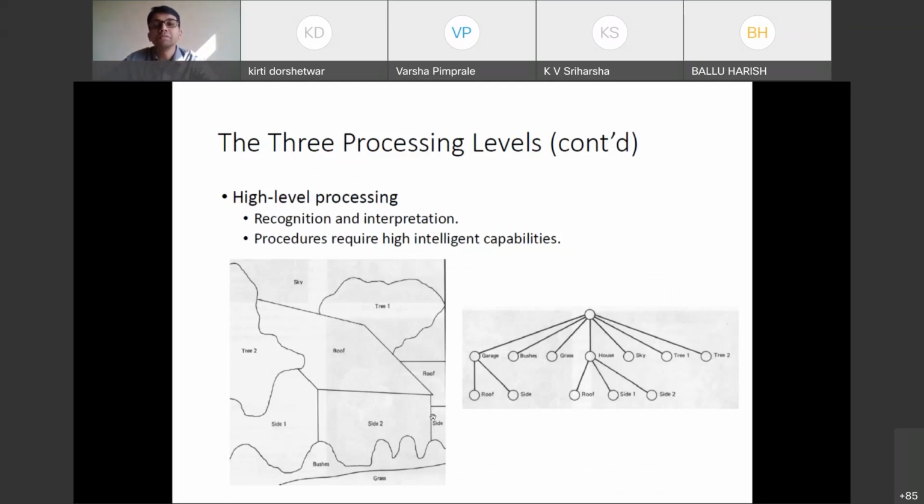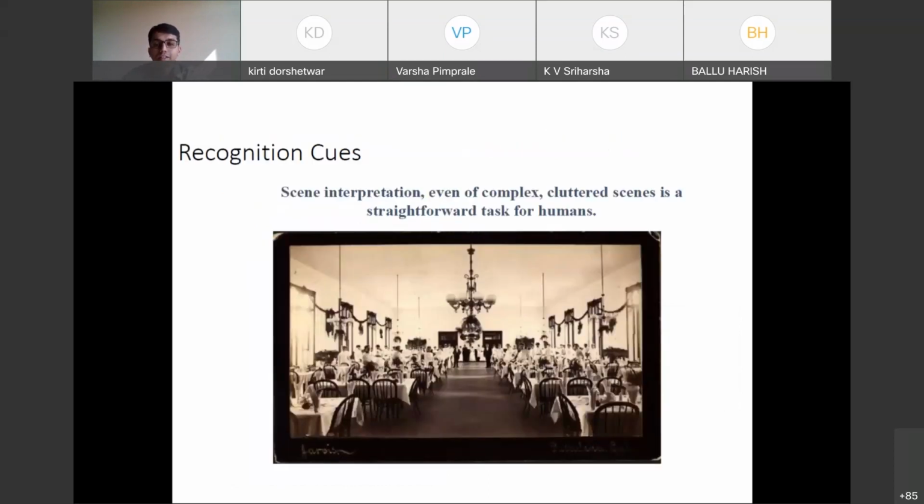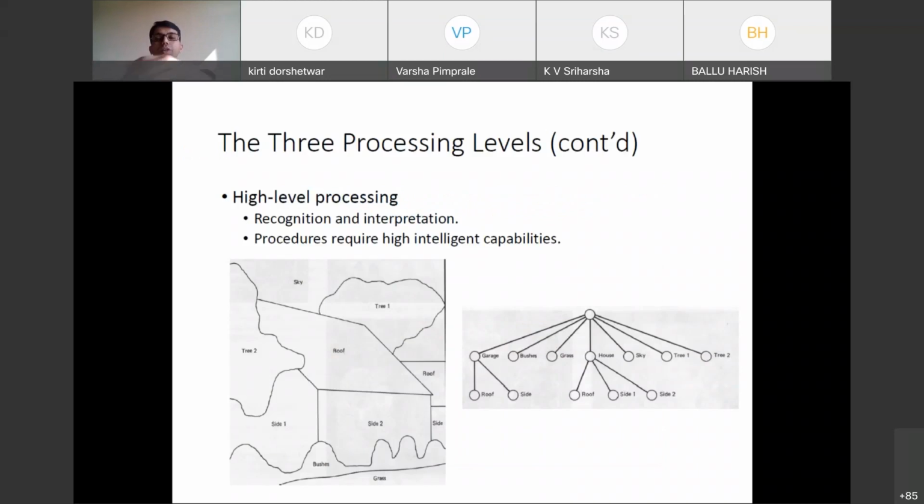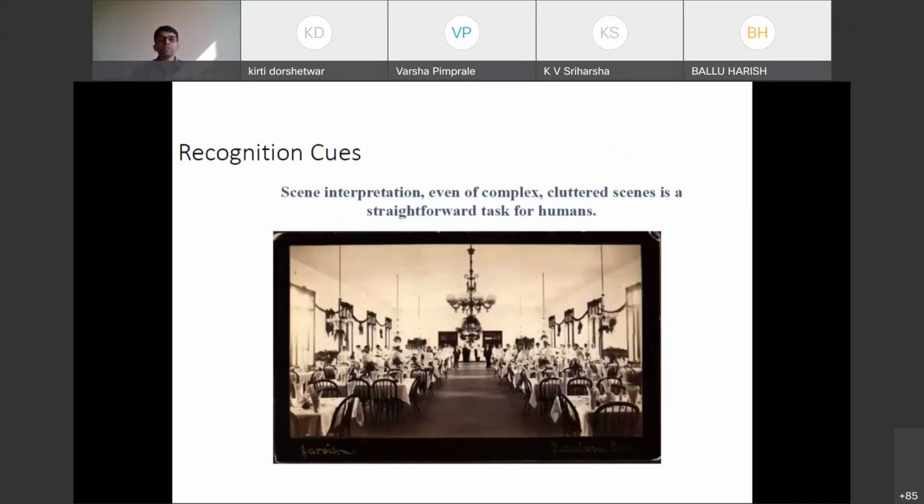See, the periphery is there, and based on that we can say a common tree can be built. Garage, roof, sides means you can call this a garage which is having roof and sides. So they are part of this garage. Bushes, grass are there. A house is there which will have roof, side one, side two. So this kind of binarization of tree structure can be done, which is the high level processing. This is what exactly is done in computer vision or vision based applications.